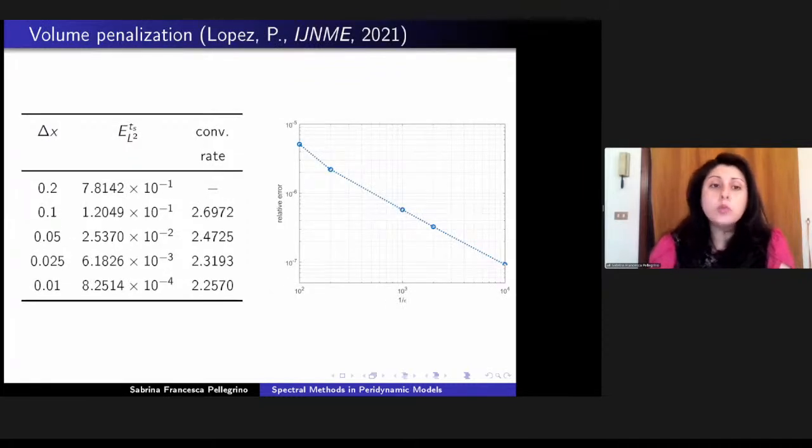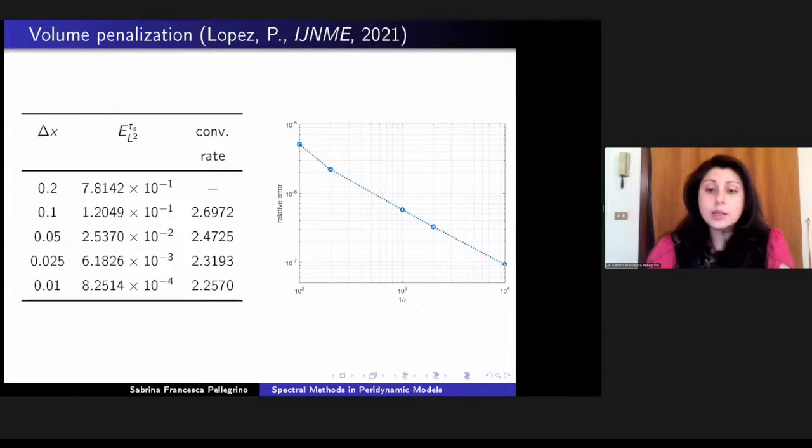Moreover, we make a simulation also to test the performance of the volume penalization technique. And in the same setting, we have that also when we perform a volume penalization technique, we maintain a second order of convergence rate with respect to the space step.